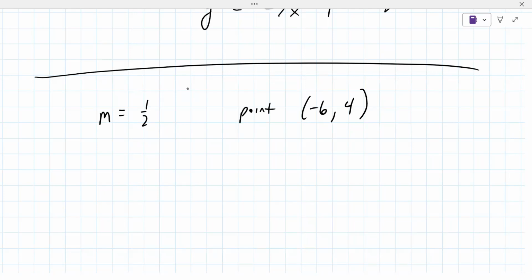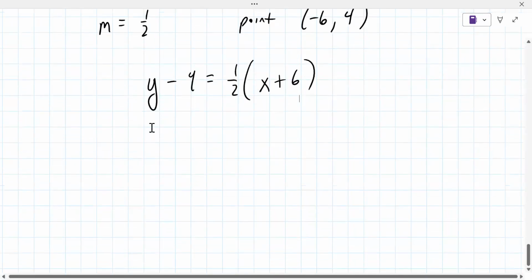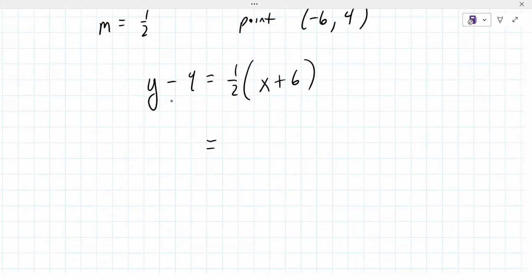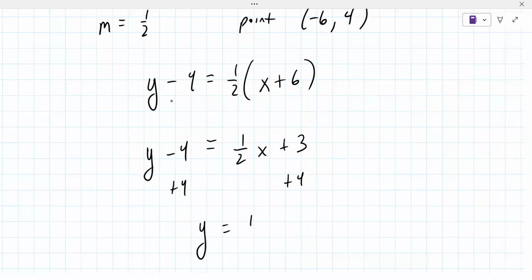y minus 4 equals 1/2 (x plus 6). Really good. Okay, so this time when we solve it for y, when you distribute in, you get 1/2 x plus 3, right? Half of 6 is 3, y minus 4. Add 4 to both sides and you get y equals 1/2 x plus 7. So you shouldn't be worried if you get a fraction. That will happen on occasion.